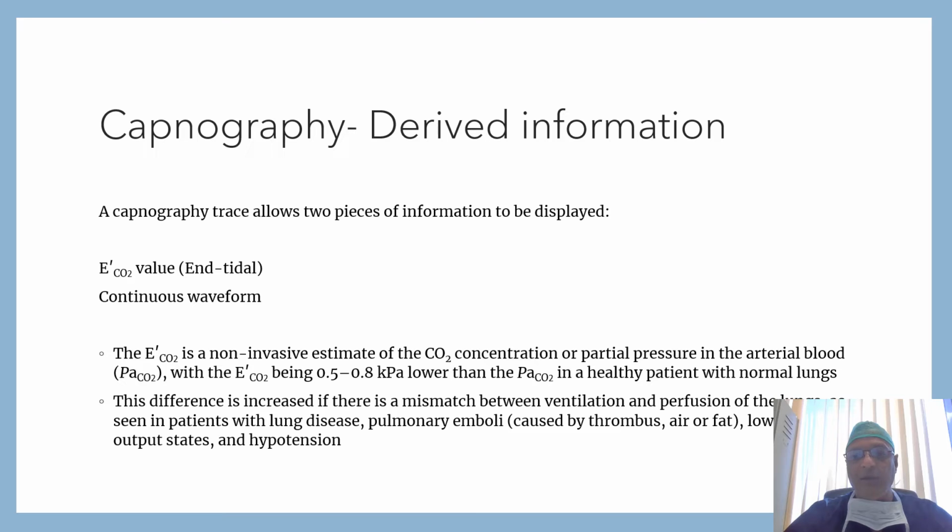In a healthy patient with normal lungs, the value of end-tidal CO2 is lower than the value of arterial CO2 by 3 to 5 mm of mercury. But in patients with a mismatch between ventilation and perfusion of the lung, like patients with lung disease, pulmonary emboli, low cardiac output or hypotension, this difference between the end-tidal CO2 and the arterial CO2 is increased. So if the baseline disease condition and all other parameters remain stable, then end-tidal CO2 can be used as a surrogate of arterial CO2 value.